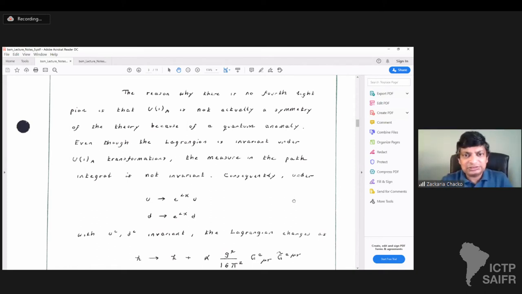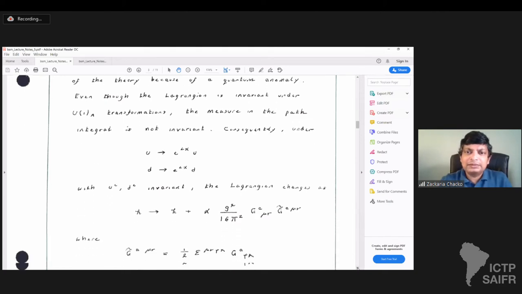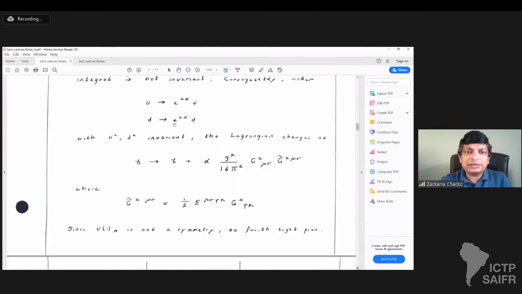Okay, so this is what I just said. Consequently, when you do these axial symmetry transformations, what happens is that when you take into account the change in the measure of the path integral, you can absorb that change into a term in the Lagrangian. So the measure changes, you absorb that change into a new term in the Lagrangian, and now the measure is the same, but you have this new term in the Lagrangian, which is this thing, okay?